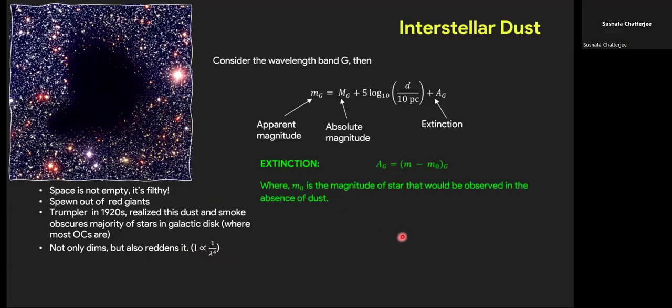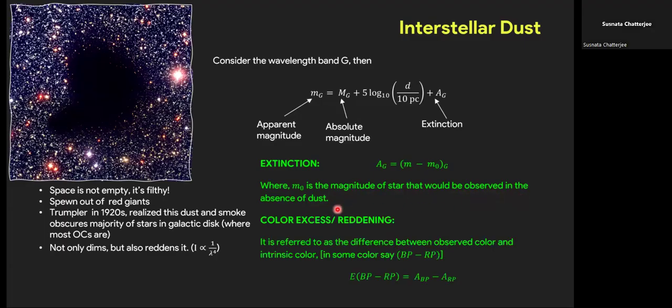Mathematically, extinction is defined as A_G, which is m minus m naught at some wavelength band G, where m is the apparent magnitude that we observe, and m naught is the magnitude of the star that would be observed in the absence of dust.